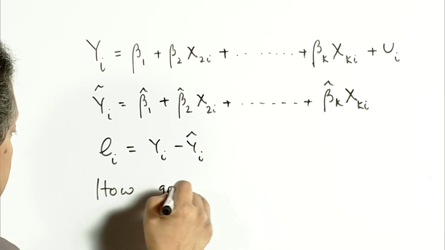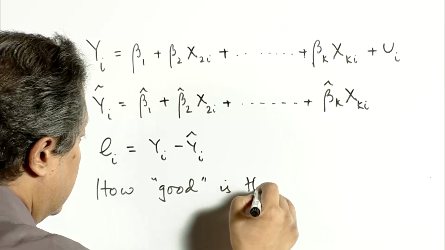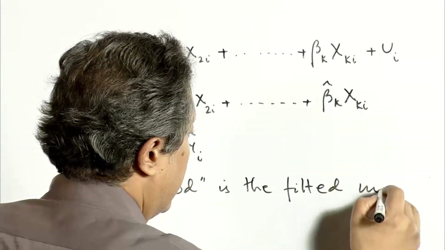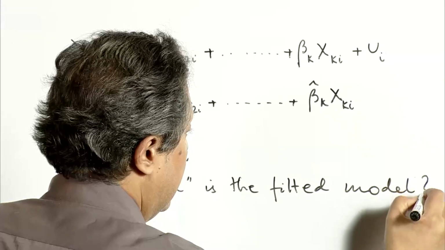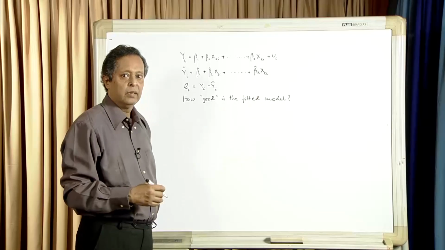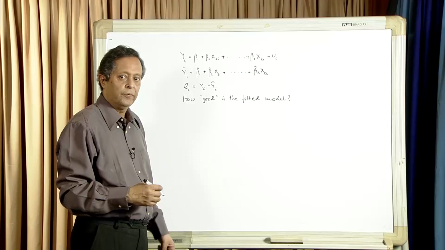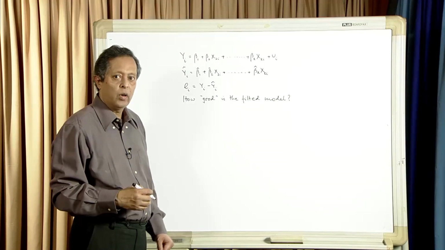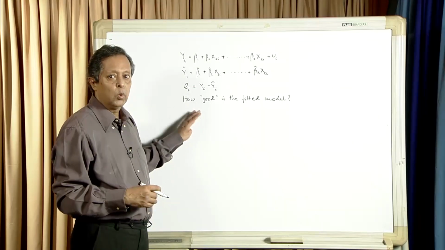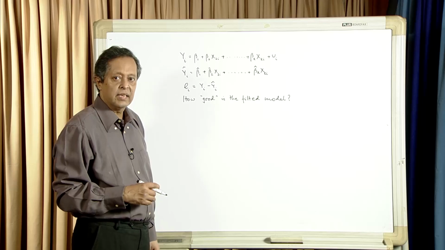How good is the fitted model? That is basically the topic called goodness of fit. To understand the goodness of fit, first we will focus on a decomposition of the total sum of squares into explained sum of squares and residual sum of squares.